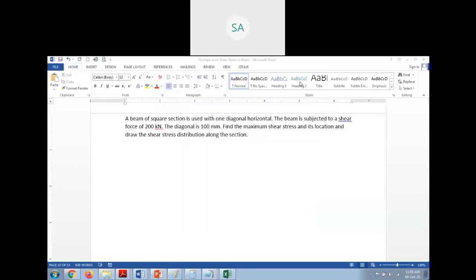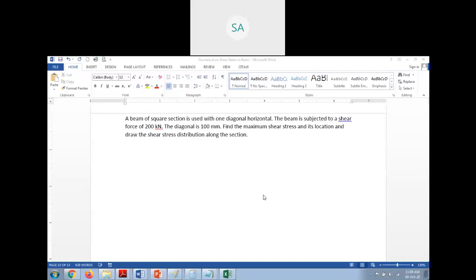Okay, so if you get a regular square section, the solution is similar to a rectangular section beam. The only difference will be the moment of inertia of the section. It is BD cube by 12 for a rectangle. Since for a square, B and D both will be equal, it becomes B raised to 4 by 12. That is the only difference.